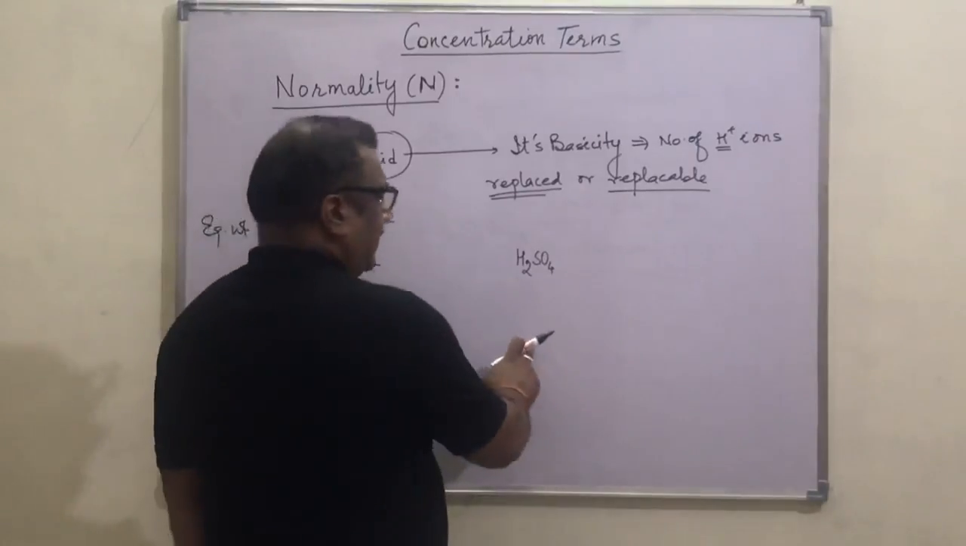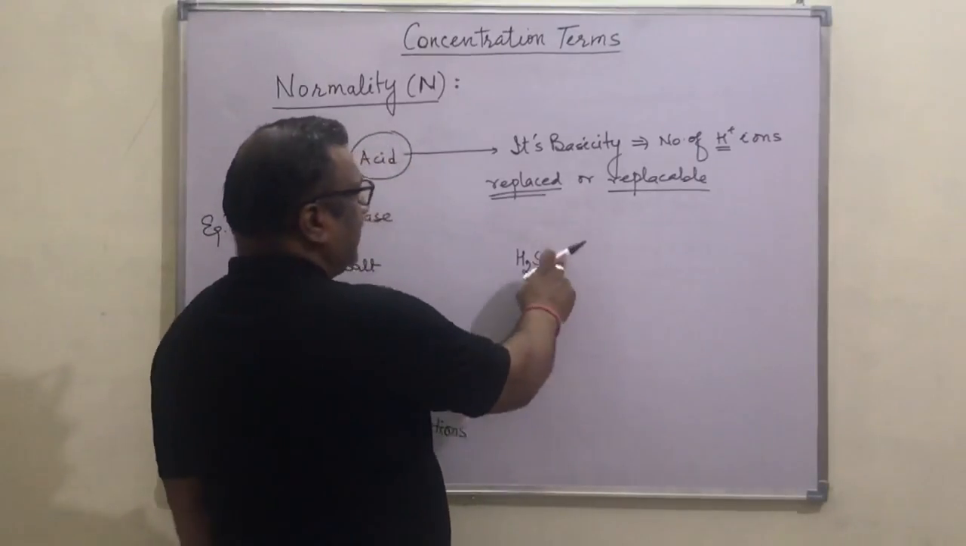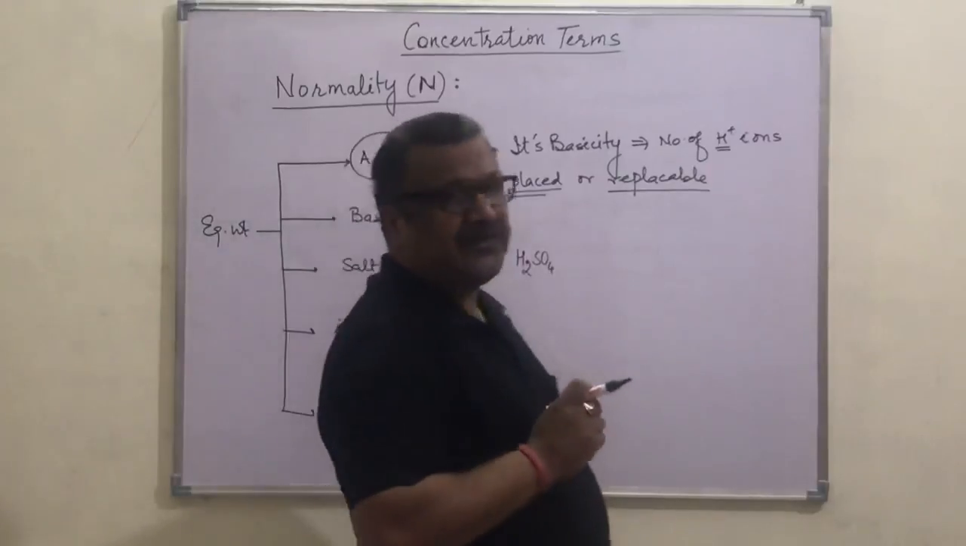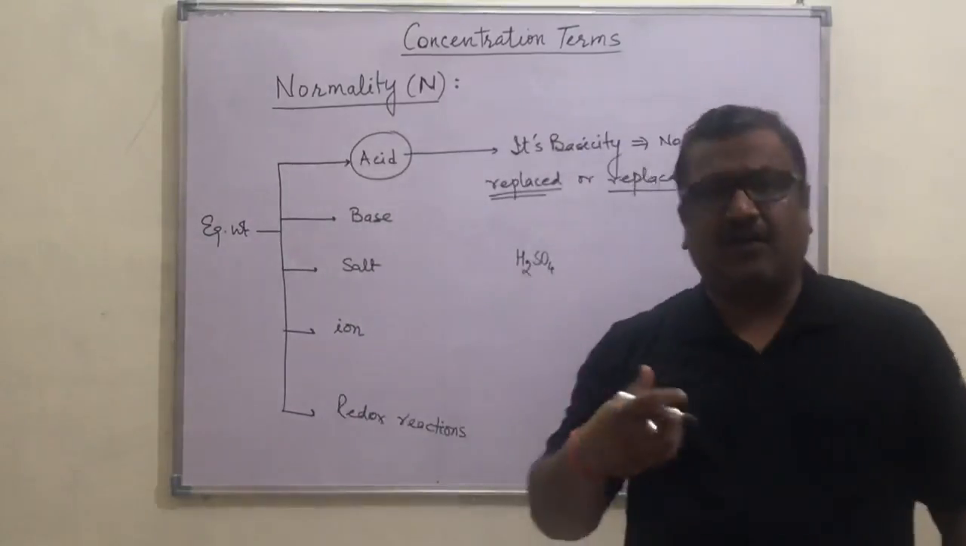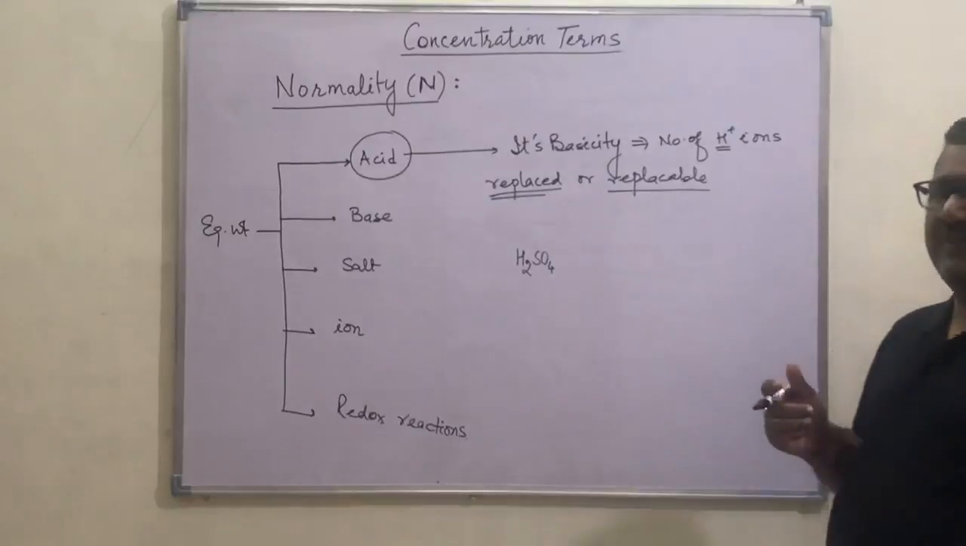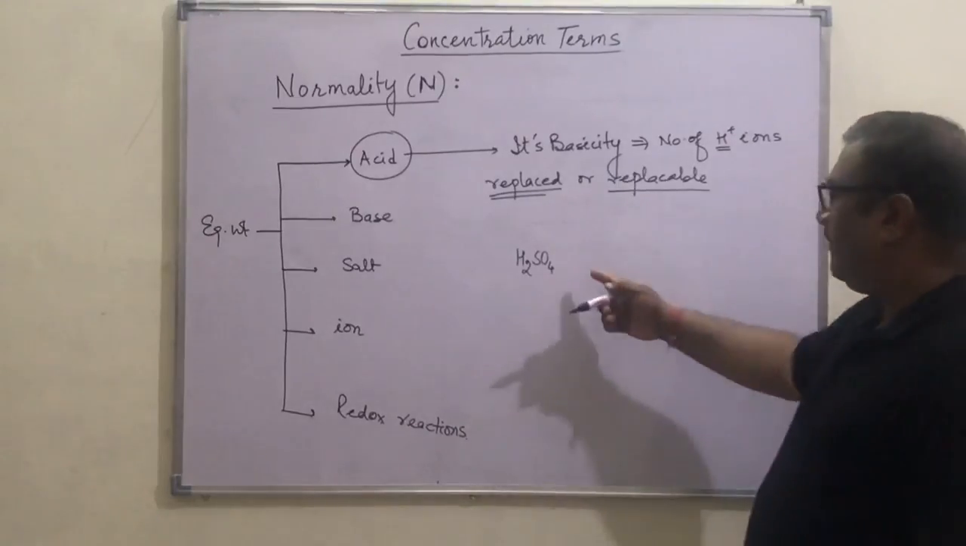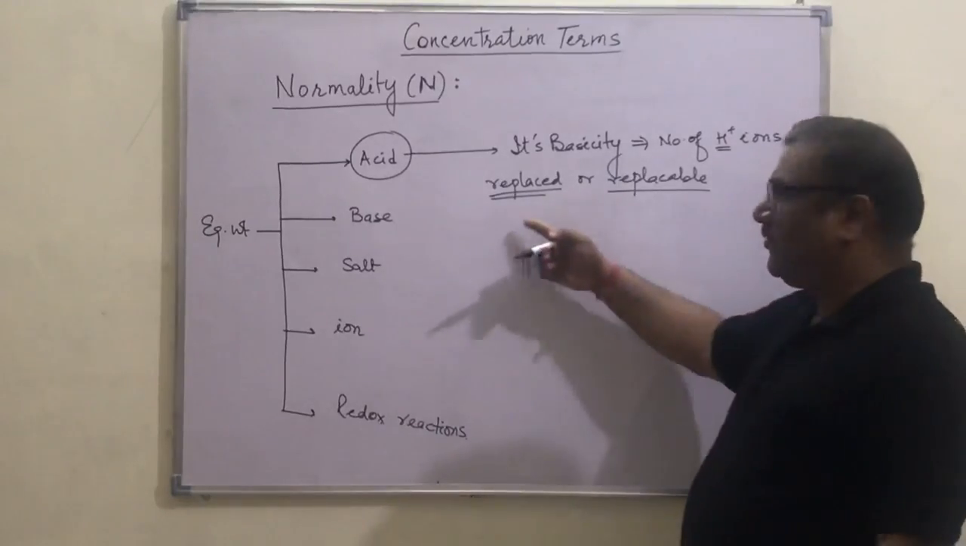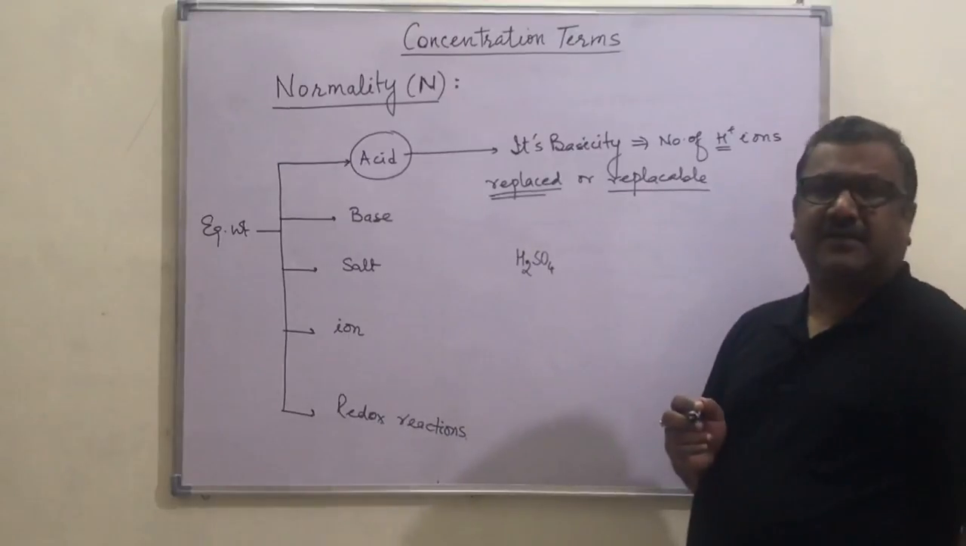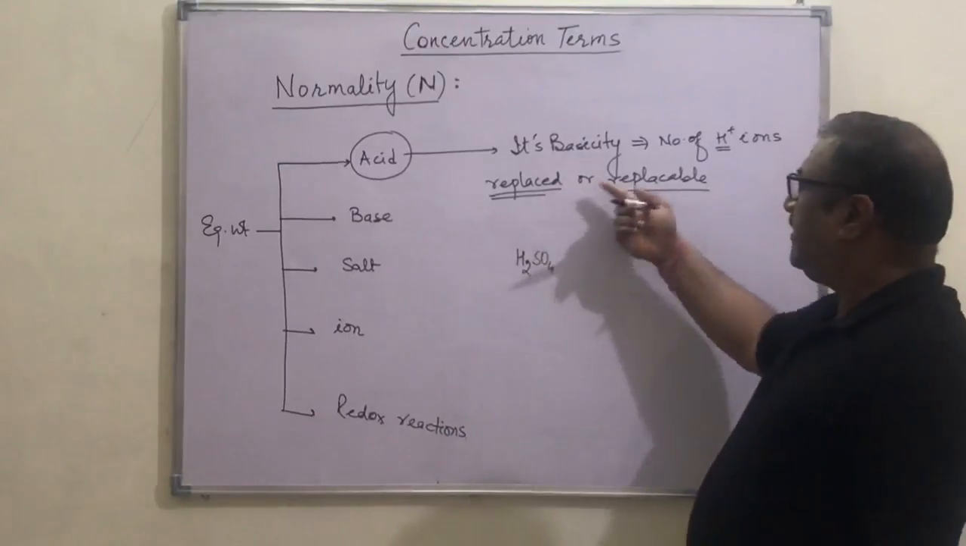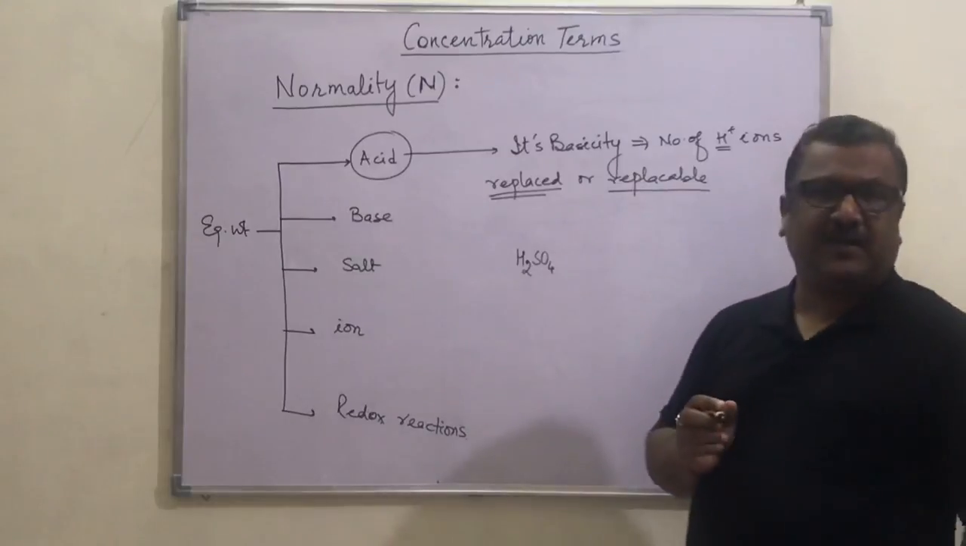But the caution is that we cannot say n factor for sulfuric acid will be 2 in all the cases. There may be cases where we are not using both the H plus ions during the reaction. We are not replacing both the H plus ions during the reaction.